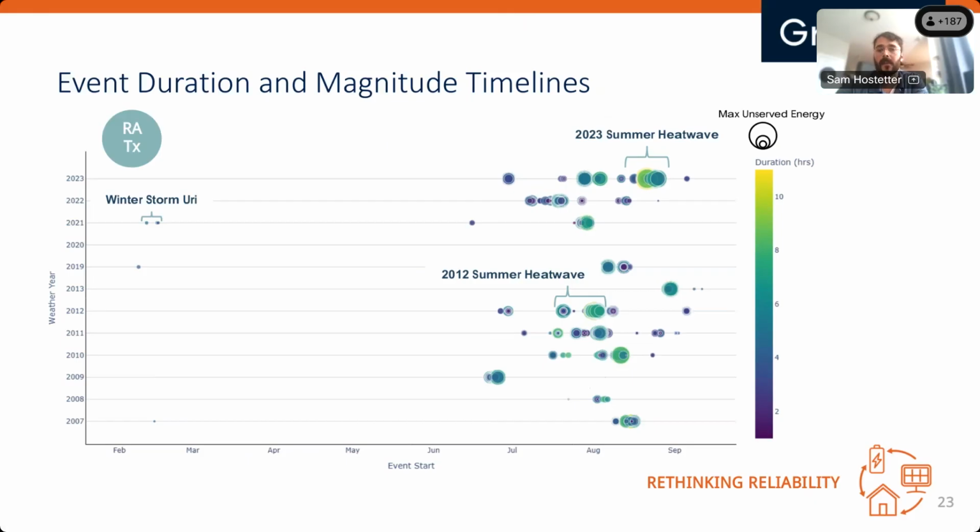The size of the dots represents the maximum unserved energy shown in the event, and the color of the dot represents the duration of the events, going from at or below 1 hour to above 10 hours in duration, shown in the bright yellow color, specifically in 2023, I believe.